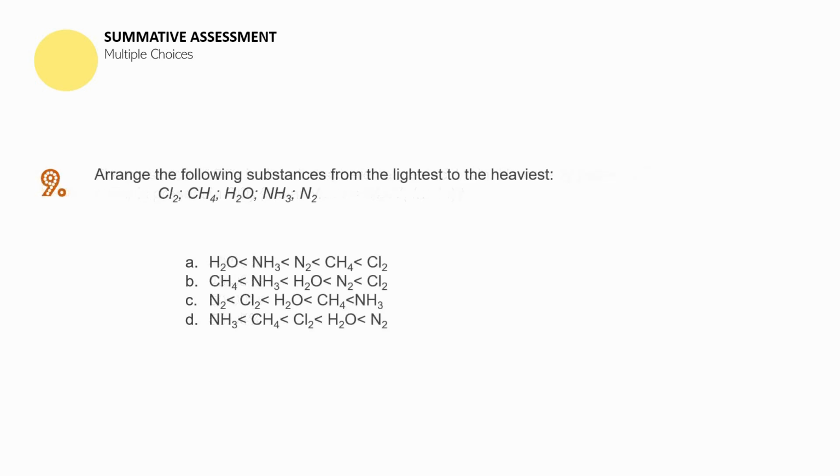Question number 9. Arrange the following substances from the lightest to the heaviest: chlorine gas, methane, water, ammonia, and nitrogen gas. Is it letter A, B, C, or D?